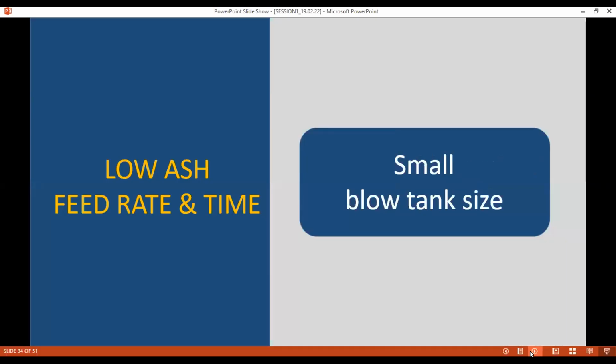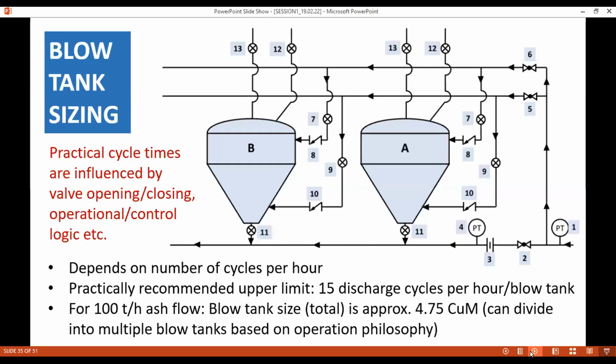One very important point is small blow tank size. Sometimes, to reduce the buffer hopper height and to reduce the overall size of the blow tank, I go to the plant and I see multiple small blow tanks. The problem with small blow tanks is that your number of cycles increases. When you have many small blow tanks, the number of cycles would actually increase.